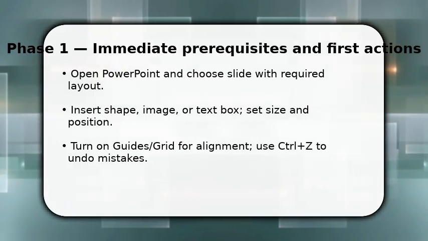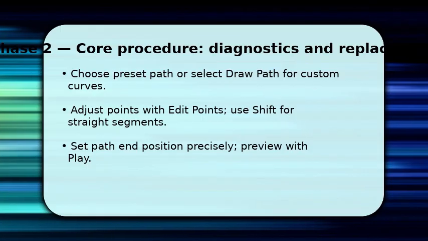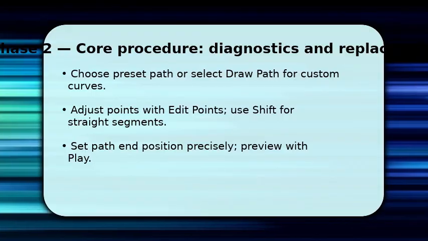Now you draw or select the motion path itself. Choose a preset like lines, arcs, or turns for speed, or pick Draw Path to trace a custom route. Once the path is visible, click Edit Points to refine corners and curves, drag points, hold Shift to constrain angles, and use Delete to remove unwanted nodes.